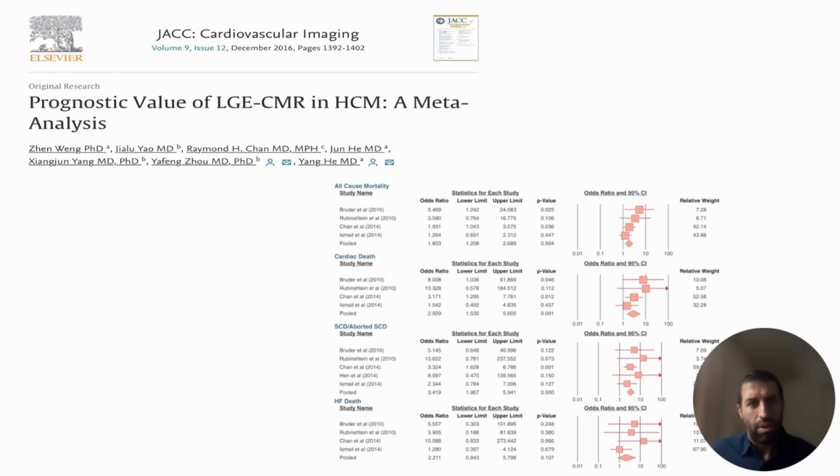So, early research showed that assessment of LGE can be used as an effective tool for risk stratifying patients with hypertrophic cardiomyopathy. The presence of late gadolinium enhancement by cardiac MRI predicted all-cause mortality, cardiac death, sudden cardiac death, aborted sudden cardiac death, and heart failure death.